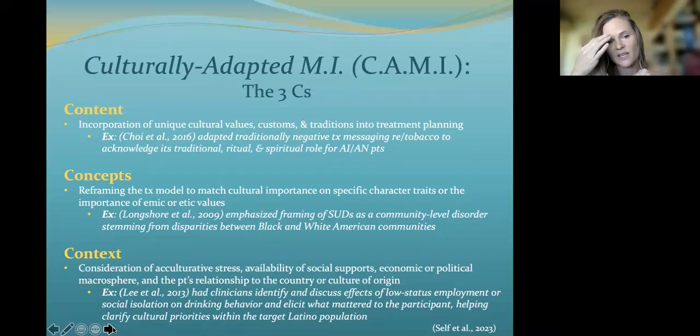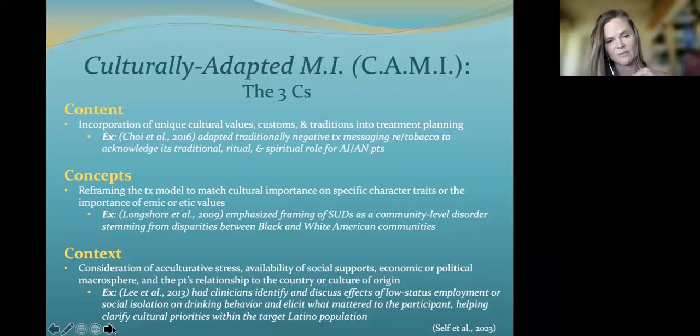And what they call the 3 C's of creating culturally adapted MI are content, where you're making sure that you incorporate unique cultural values, customs, and tradition into treatment planning. An example here was the recognition that traditional health messaging around tobacco is very negative, and that for American Indian and Alaskan Native patients, that could be very aversive because tobacco has a much more multidimensional role in their culture that involves rituals and a spiritual aspect.